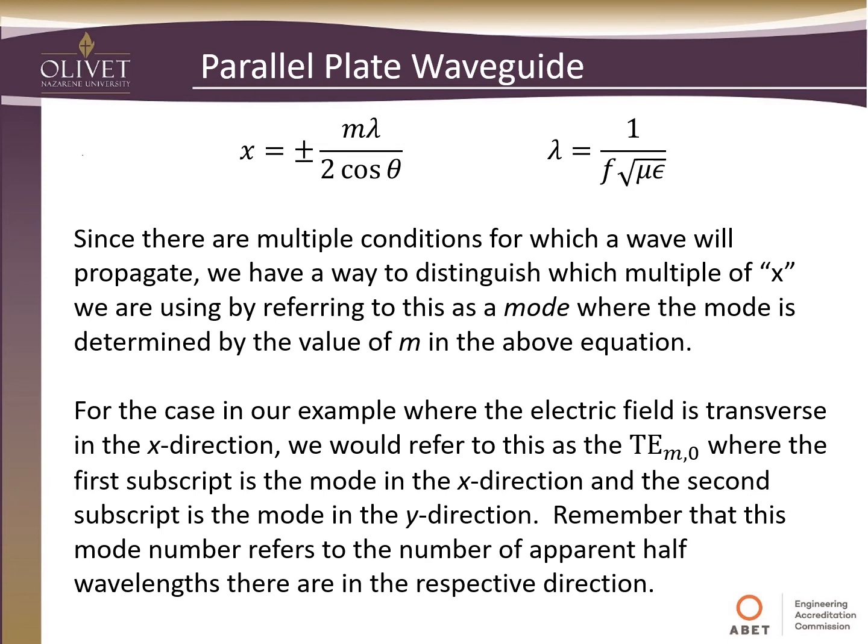So that M will be an actual number. Depending on how far apart our plates are, the further and further we separate them, we're allowing more and more half waves to propagate, so it'll be a higher and higher mode there. And again, where the first subscript in this is the mode in the x direction, and the second subscript is the mode in the y direction. So you can have parallel plates on both sides, and that's what we might talk about a little later as a rectangular waveguide, which is just an extension of parallel waveguide. But remember that this mode number refers to the number of apparent half wavelengths there are in the respective direction.